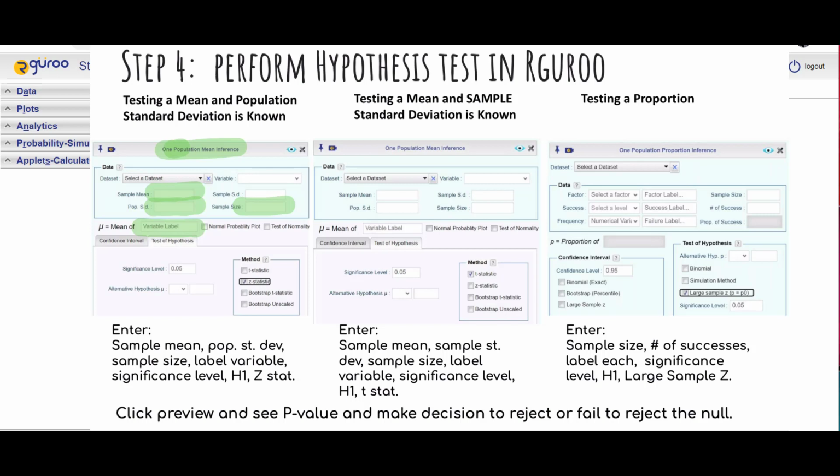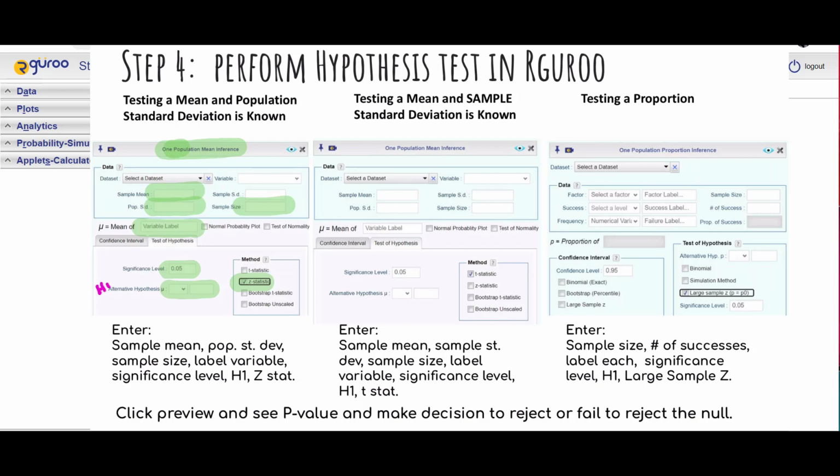And then you'll need to enter a significance level. If the significance level is given, you put in whatever that says. If it's not given, you assume that it's 0.05. And then you need to put in the inequality symbol and the number for the alternative hypothesis for your H1. So this right here is H1. And then make sure that you check Z statistic. So again, you enter sample mean, population standard deviation, sample size, label the variable, significance level, alternative hypothesis, Z statistic.